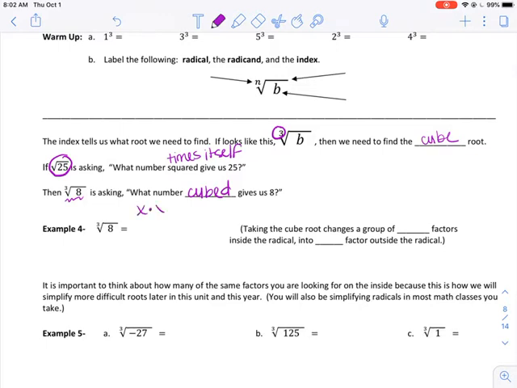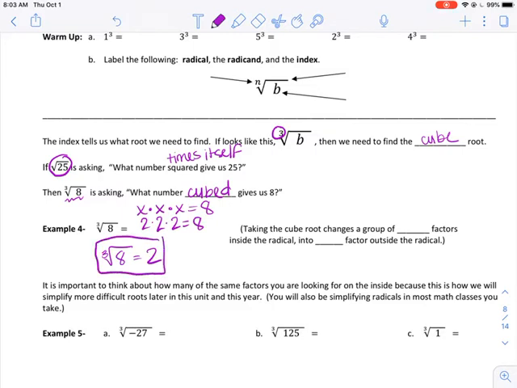So if we're looking for x, then we want to find the number x times x times x. What number equals 8? And this is where your list of perfect cubes is going to come in handy. But I know that 2 times 2 is 4, times 2 again is 8. So 2 times 2 times 2 equals 8. So the cube root of 8 equals 2. Now, you don't have to write the 2 times 2 times 2 for your answer. You just have to write the 2 right there.